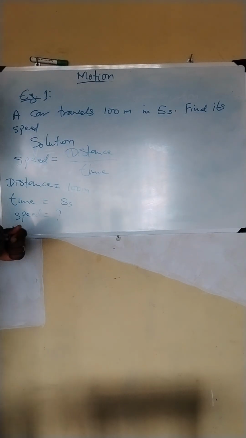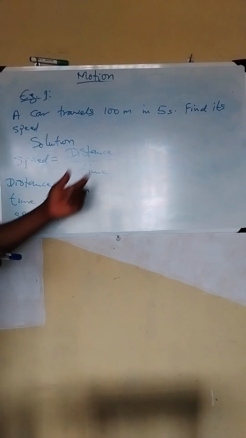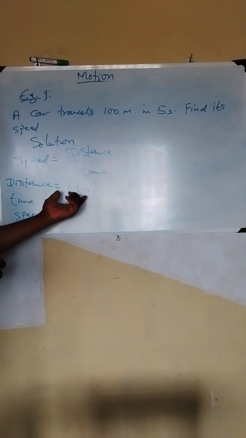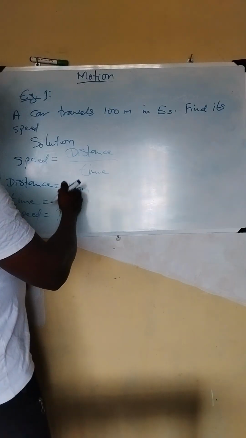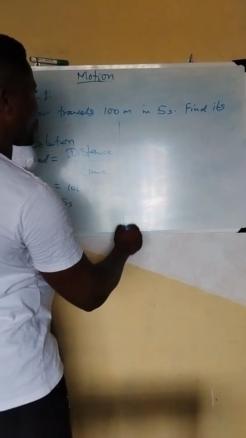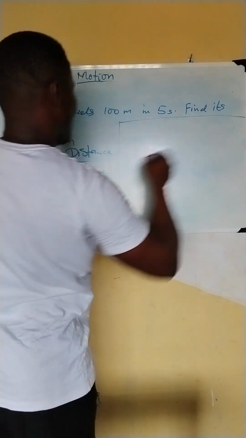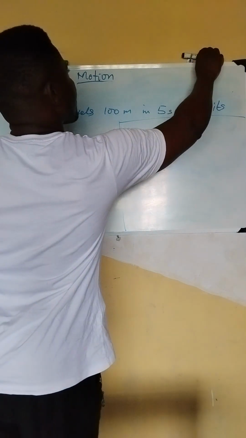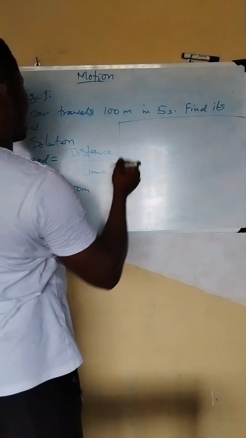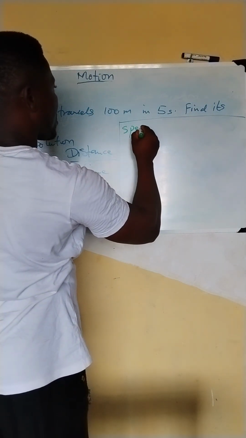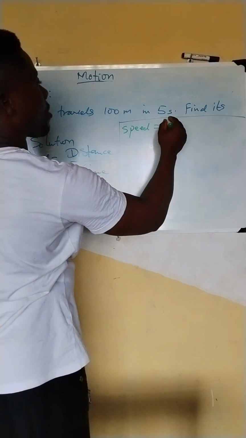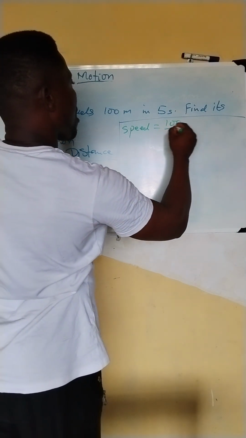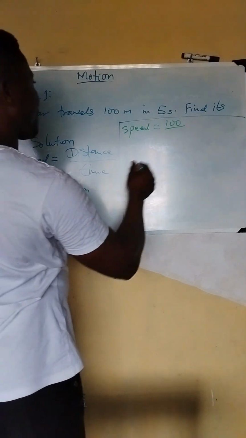This is very simple. Hence, you know the formula. You've written the formula already. So you just come here and substitute these values and get your answer. So you come here and say distance is 100. Let me divide the board by 2. So now write here that speed is equal to distance, 100 meters, all over time, 5 seconds.